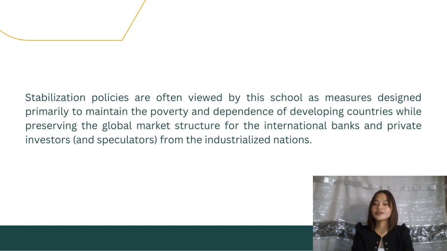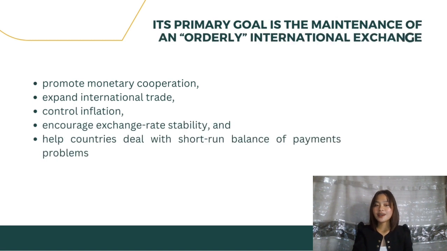Less radical observers view the IMF as neither pro-development nor anti-development but simply as an institution trying to carry out its original, if somewhat outdated, mandate to hold the global capitalist market together through the pursuit of orthodox short-term international financial policies. Its primary goal is the maintenance of an orderly international exchange system designed to, first, promote monetary cooperation, second, expand international trade, third, control inflation, fourth, encourage exchange rate stability, and fifth, help countries deal with short-run balance of payment problems.